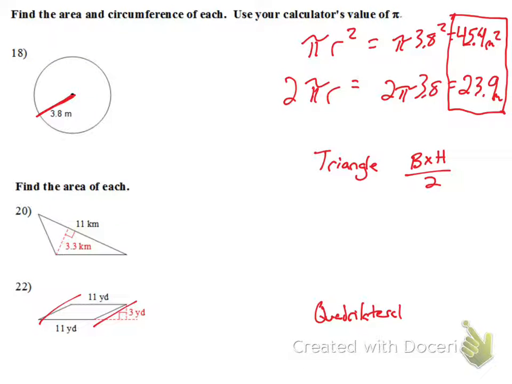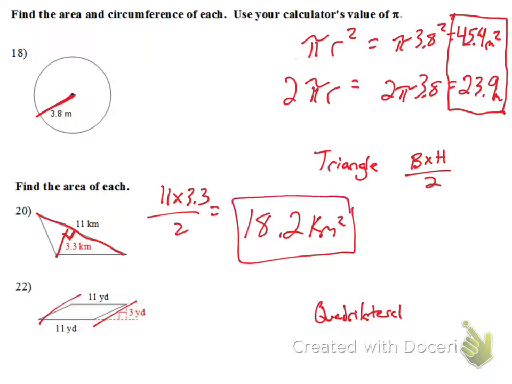All right, find the area of each. So 20 is a triangle, so I'm going to do base times height divided by 2. Remember, it's always where this 90 degree angle meets that you find your height, and then you find your base. So I would do 11 times 3.3 divided by 2. 11 times 3.3 is equal to 36.3. And then divide that by 2. I'm going to get 18.2, and then I have to do kilometers squared. Check my answer key, and I am correct on that one.